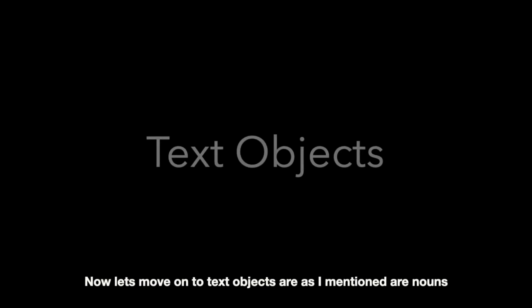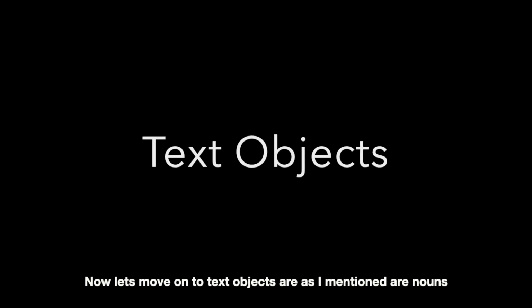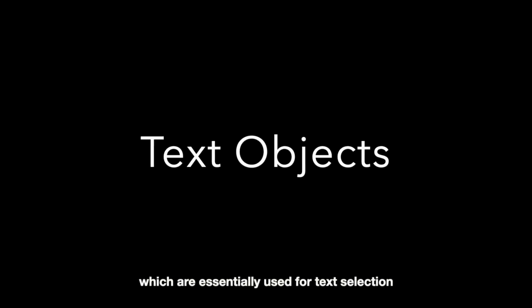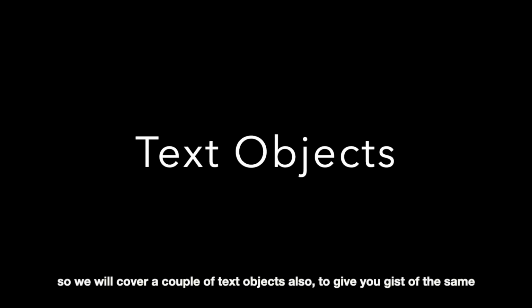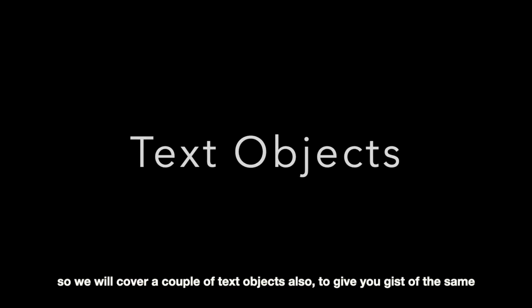Now let's move on to text objects. All right. Text objects, as I mentioned, are nouns which are essentially used for text selection. They become handy when used in place of motions. So I'll cover a couple of text objects also to give you a gist of what I'm saying. So there are a few I will be covering.